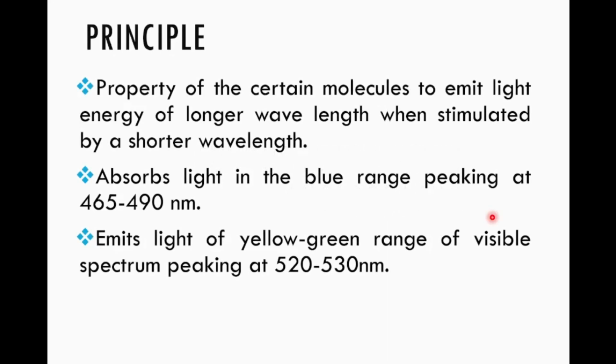Start with the principle. It's a property of certain molecules to emit light energy of longer wavelength when stimulated by a shorter wavelength. It absorbs light in the blue range, peaking at 465 to 490 nanometers, and emits light of the yellow-green range of the visible spectrum at 520 to 530 nanometers. So we need to remember this 465 to 490 nanometer, that's the blue range, and it emits yellow-green light, that is 520 to 530 nanometers.